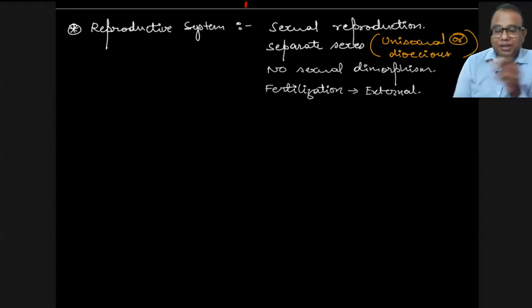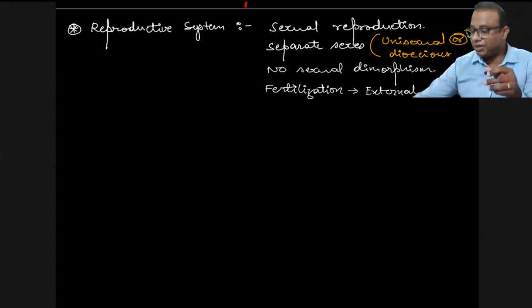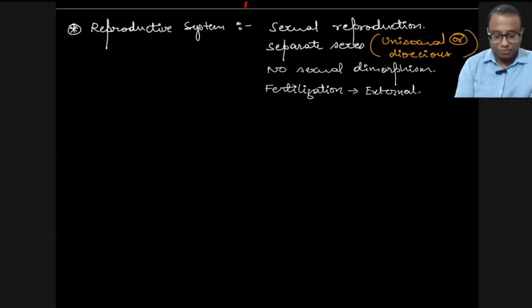Now generally fertilization is internal in terrestrial animals. Can you give me exception for this? Fertilization is internal in terrestrial animals, but you know it is not a rule. Can you give me exception for this? You have studied this animal in detail, you remember? Earthworm. What is the fertilization in earthworm? External. Yes, external. So earthworm is terrestrial, but still fertilization is external. So like this, you have few exceptions, but the general rule is aquatic forms show external fertilization in the medium called water around them, and the terrestrial forms show internal fertilization. Is it clear to you? Right.